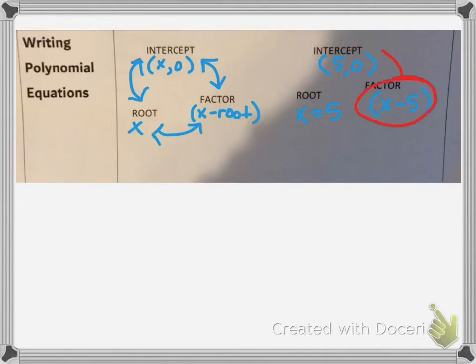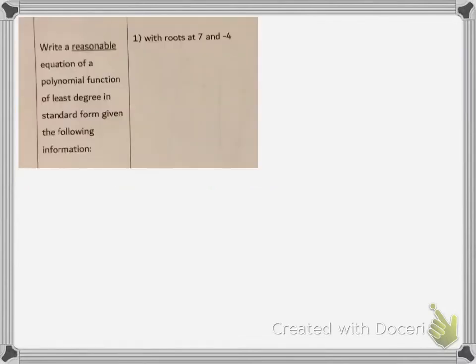If you start here, you could go to that one, you can go to that one. These all relate. They all have that 5 in it. They all mean the same thing, but they're just in a different way. So let's see what we can do with this. We want to write a reasonable equation of a polynomial function of least degree in standard form. So there's a lot of words in there. Let's talk about what each one means.